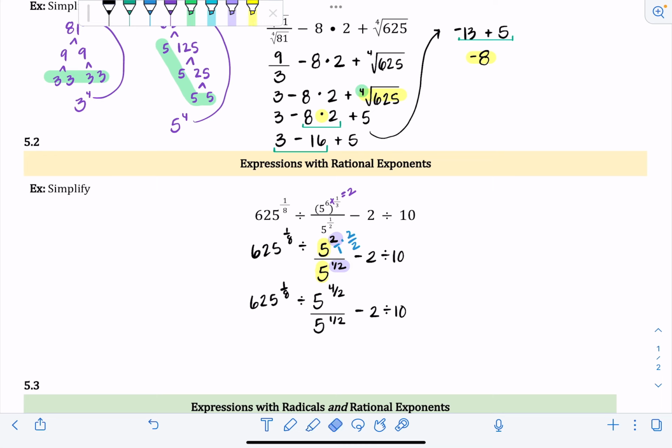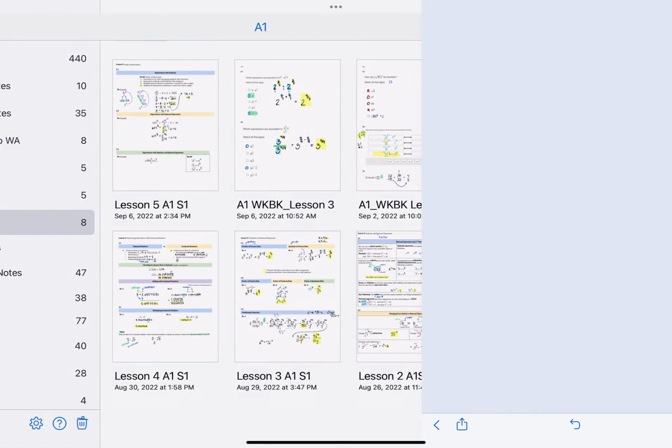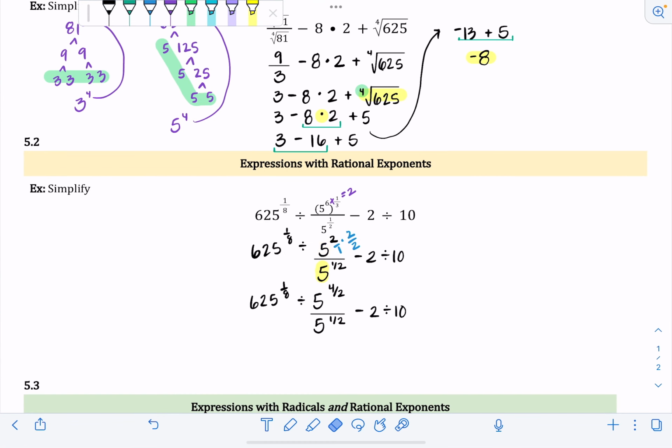I'm going to backtrack a little bit just to talk about what we did in that last step one more time. In the numerator I had 5 squared and I needed to get a common denominator with the 1/2. So I just changed that squared into 4/2, because 4/2 is equivalent to squared, or to the second power. I just had to get the common denominator.